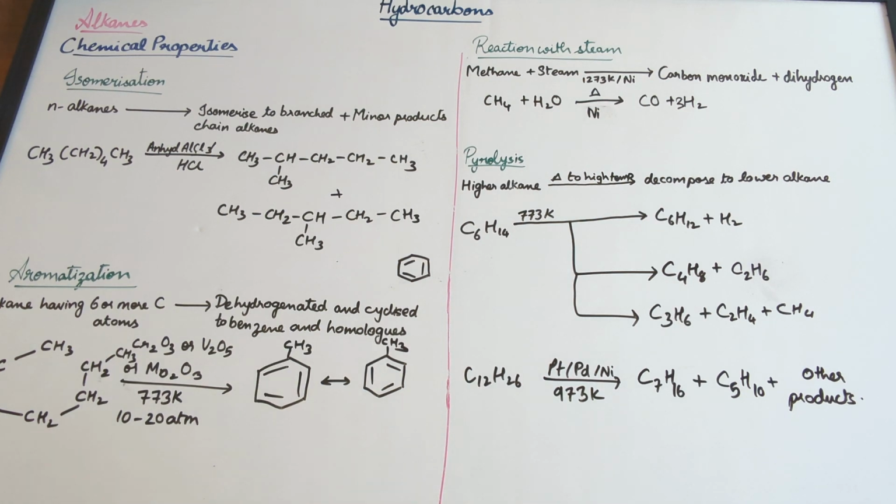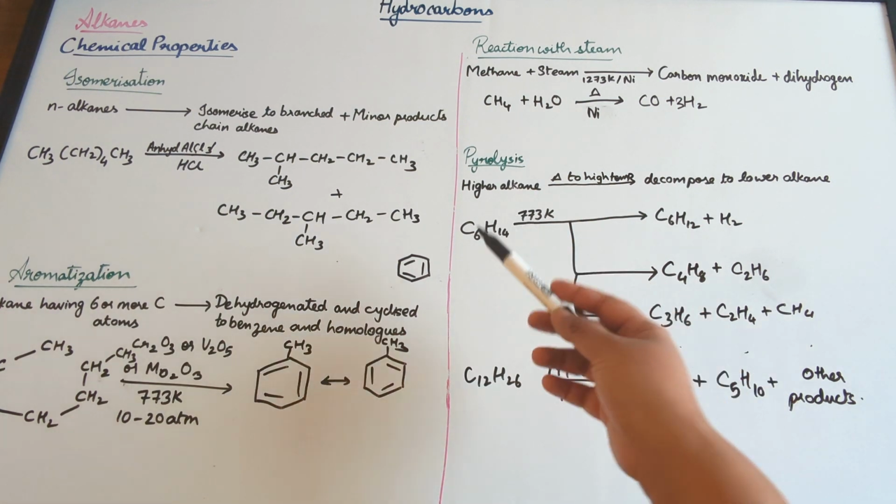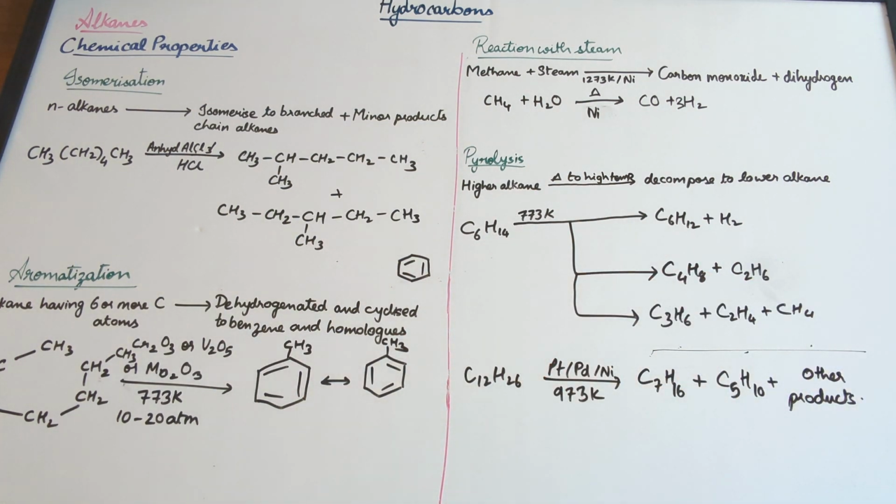Next was reaction with steam. Methane is undergoing a reaction with steam at a high temperature, that is 1273 Kelvin, and in the presence of a catalyst to give us carbon monoxide and dihydrogen. Pyrolysis is basically decomposition of a higher alkane to give us smaller alkanes. And there also we get other products. So here we have an example of hexane, and this at 773 Kelvin gave us C6H12, which is an alkene. Then it also gave us C4H8, which is an alkene, and an alkane. And then these two are alkenes and this is an alkane. So basically an N-hexane breaks down to give us 3 of these products.